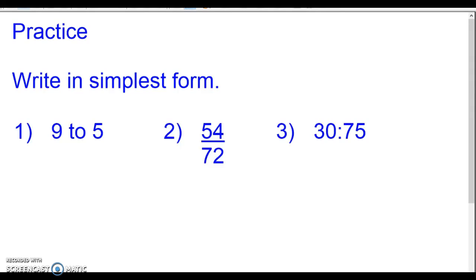Okay, here I want you guys to pause. You're going to write each of these in simplest form in the form they give it to you. Correction, I want you to write them in simplest form as a fraction. So if it's not in a fraction already, go ahead and turn it into a fraction and then write it in simplest form. Go ahead and start.